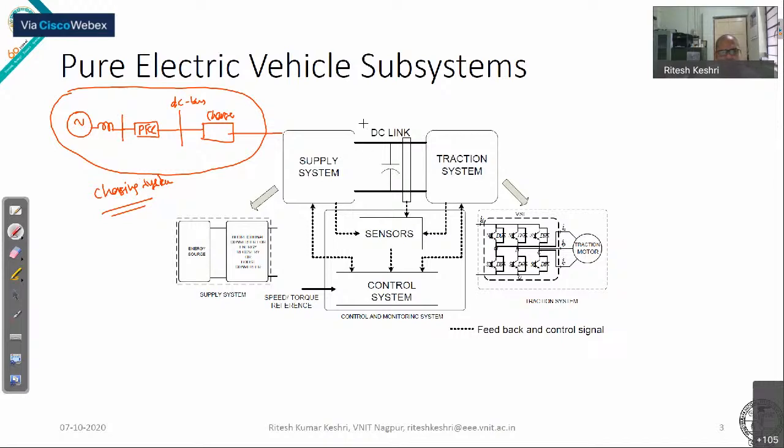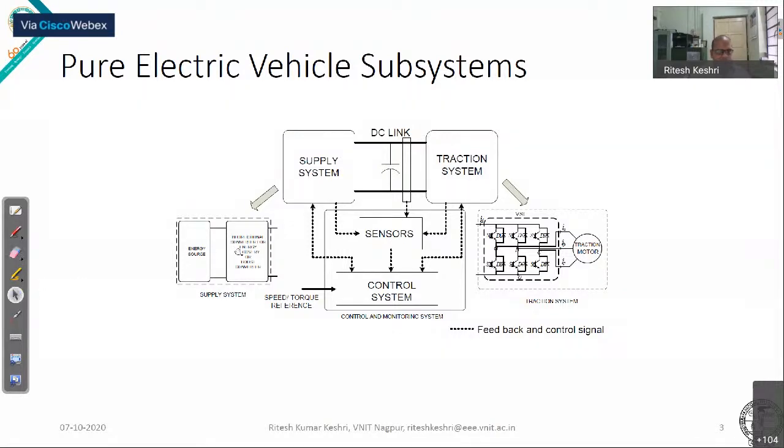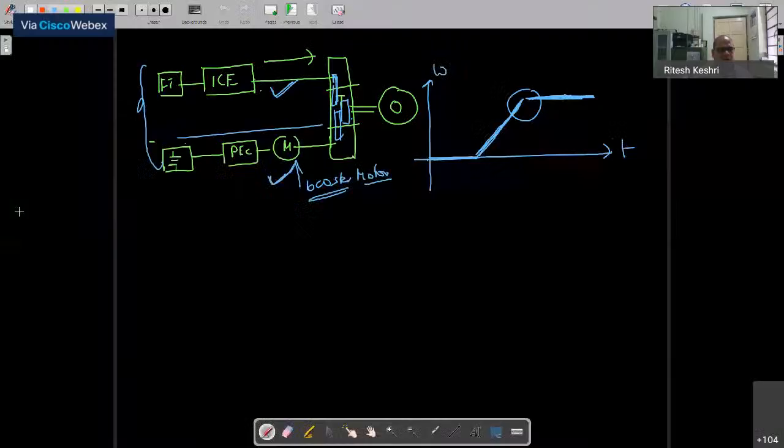Now let's go ahead. About this charging system, let me first explain, then we will discuss in detail. As I explained, there are two possibilities for the charging system here. The charger that you are seeing could be conductive or it could be contactless.